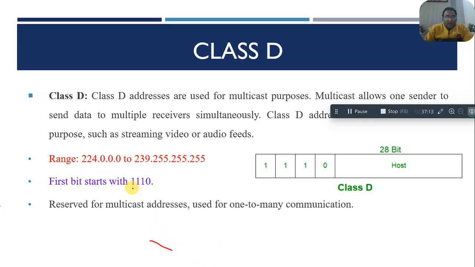Now the range for class D is from 224.0.0.0 to 239.255.255.255. Okay, as you can see, how do we recognize that this is class D? We look at the first octet, and if we find 1110 in the initial bits, then it belongs to class D. It is reserved for multicast addresses, used for one to many communication. One to many communication means not to all but to the selected ones. Then we are doing multicasting.